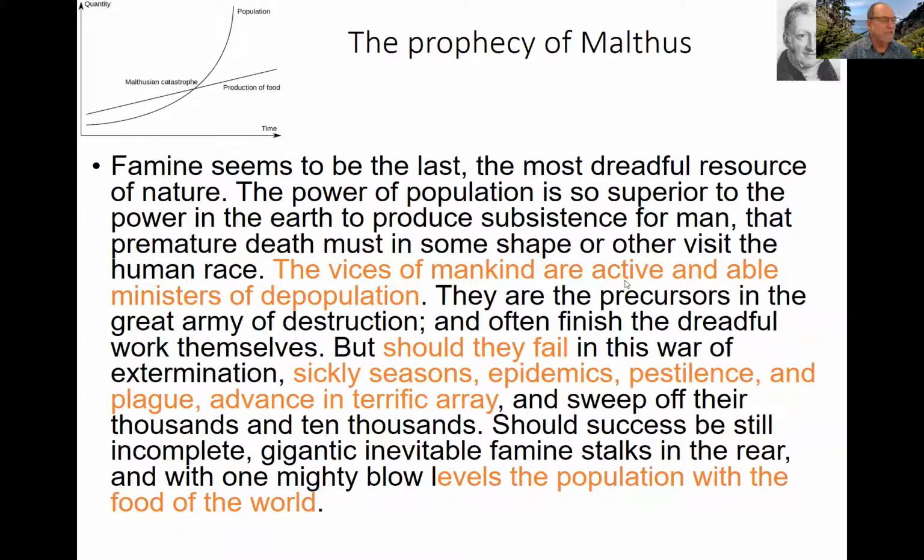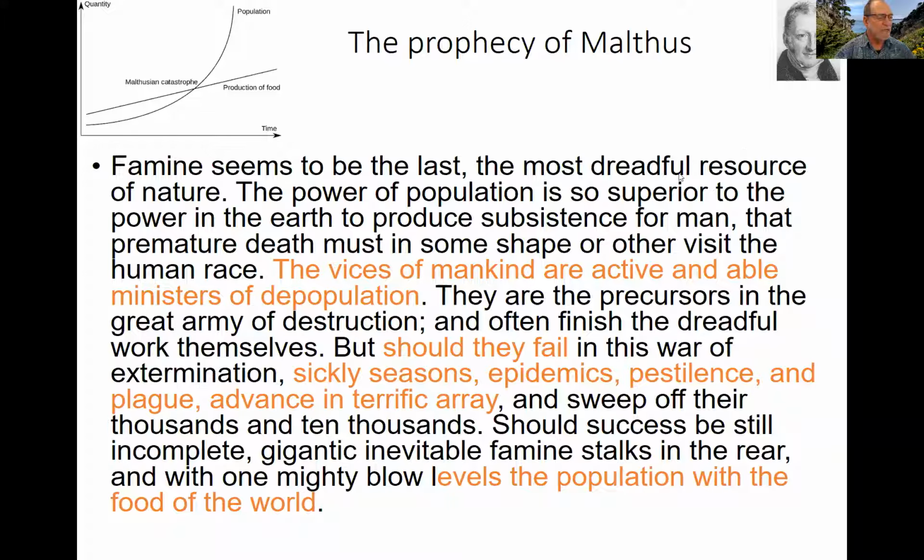Okay, so you should be just seeing the display which says the prophecy of Malthus. I thought I had clicked the right one there, but I guess not. So the prophecy, as Malthus wrote it out in, I think, 1790, no, I think it was 1840 he wrote this.